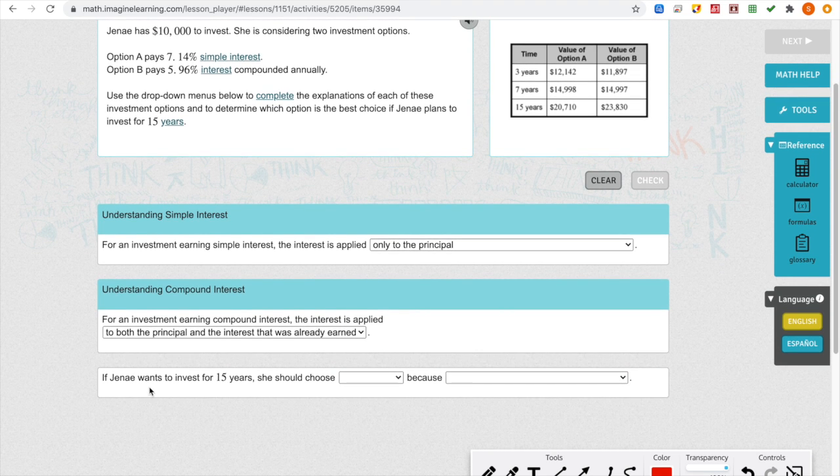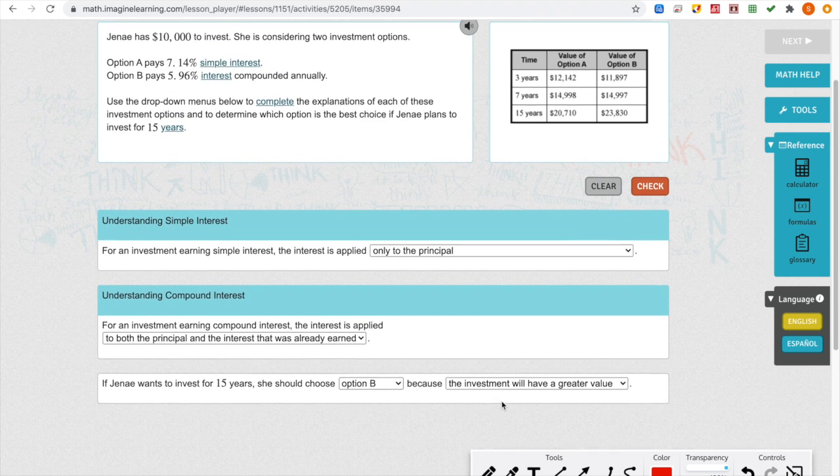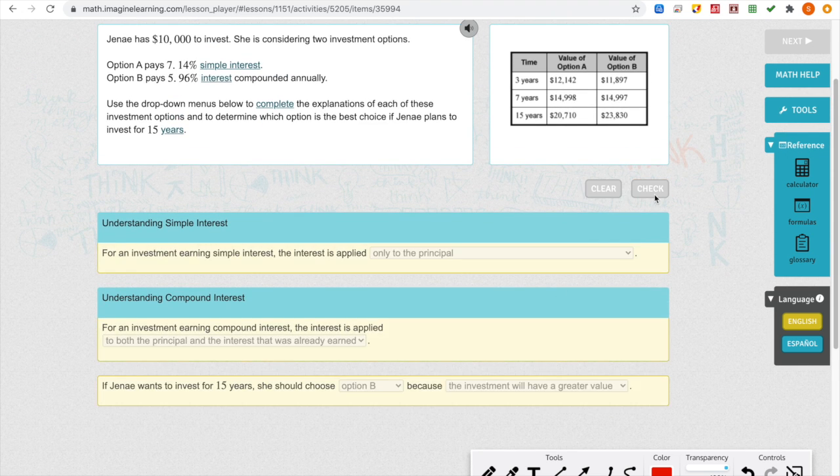So now we're going to look here. If Janae wants to invest for 15 years, which one should she choose? She's going to choose the one that has more money. So 20,710 or 23,830. She's going to choose option B. And why is she going to choose option B? Because it's going to have a greater value. She's going to have more money.